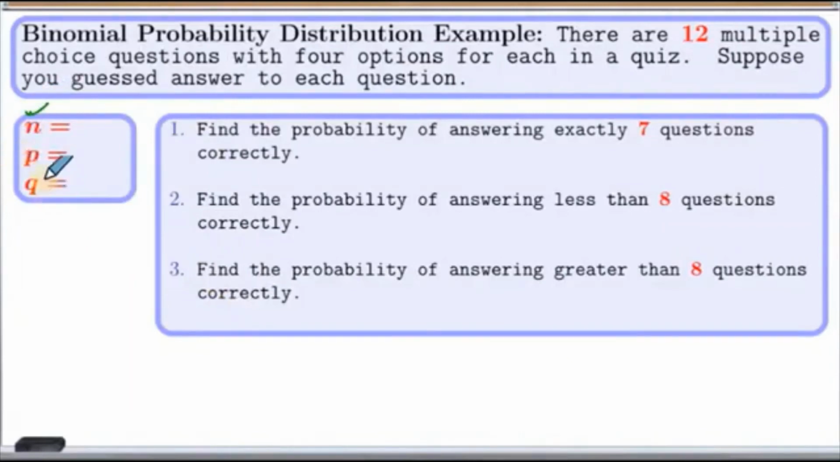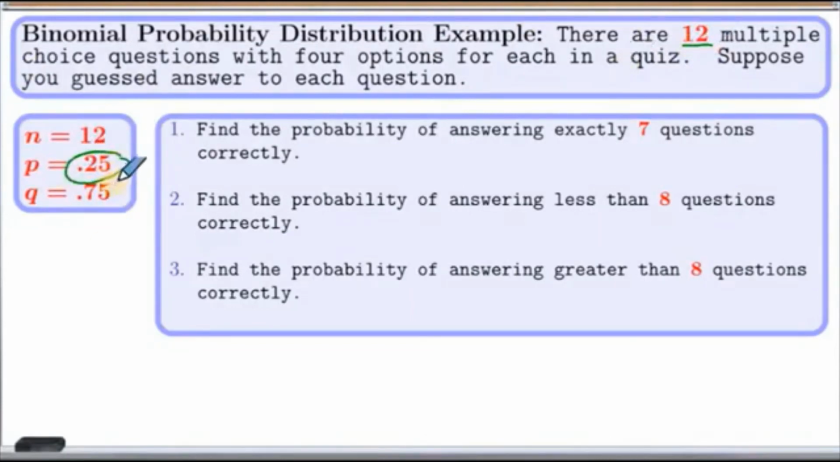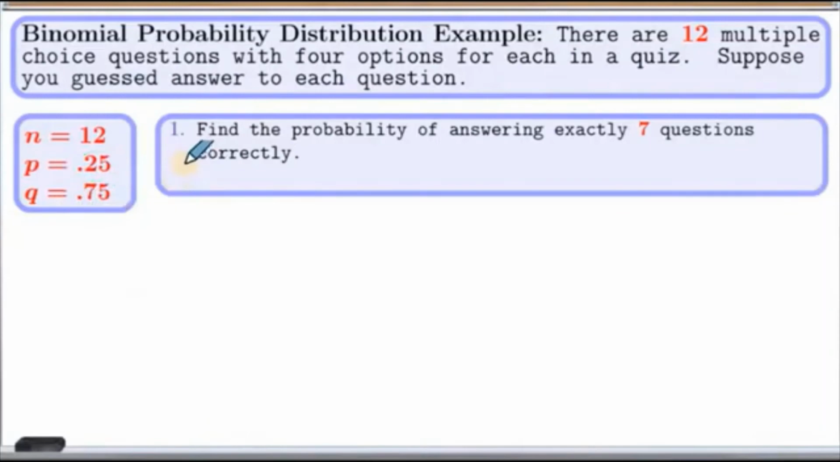Before we work on this problem, we need to know our n, our p and our q. So here, n is 12, which is given in the question. p is 0.25 because there are 4 options in each problem and the chance of getting a problem right is 1 over 4, which is 0.25. So our p is 0.25, and our q is 1 minus p. So it is 1 minus 0.25, which is 0.75.